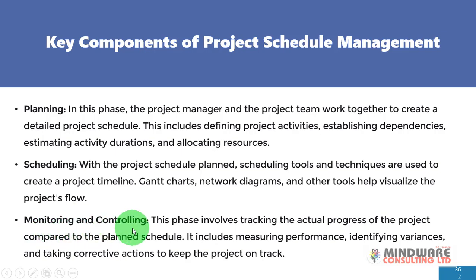And then monitoring and controlling. This phase involves tracking the actual progress of the project compared to the planned schedule. It includes measuring performance, identifying variances, and taking corrective actions to keep the project on track.